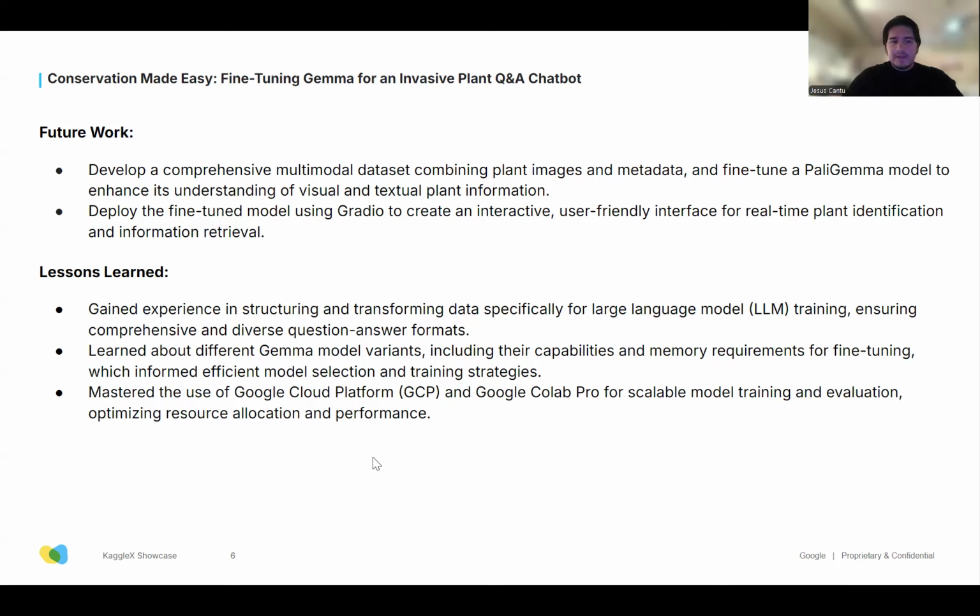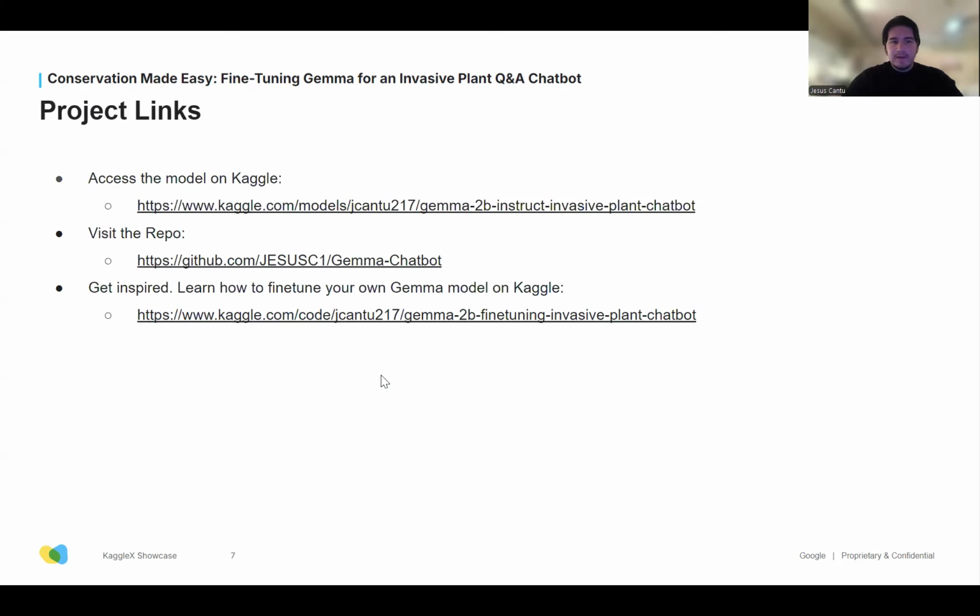Some of the lessons I learned were how to create data for LLM training. I learned a lot of different information about Gemma model variants, including what computational resources are needed to fine-tune those models. I also learned how to use GCP and Google Colab for fine-tuning and evaluation.